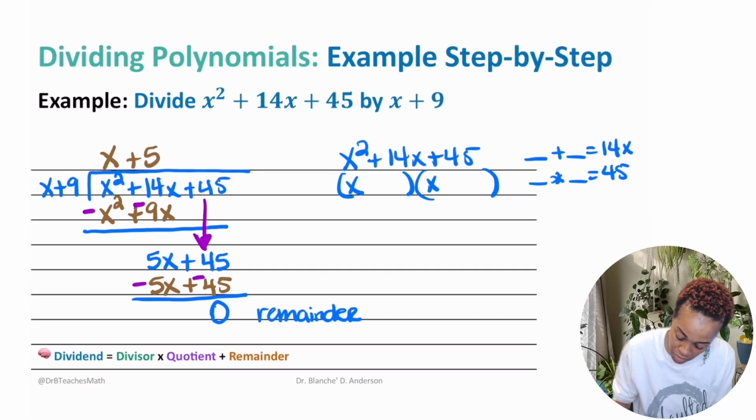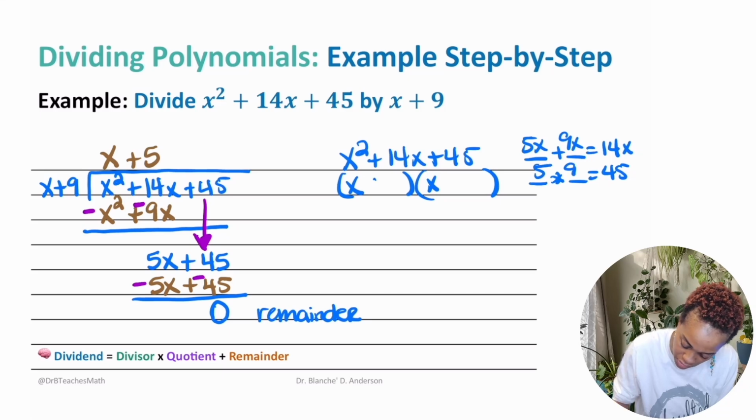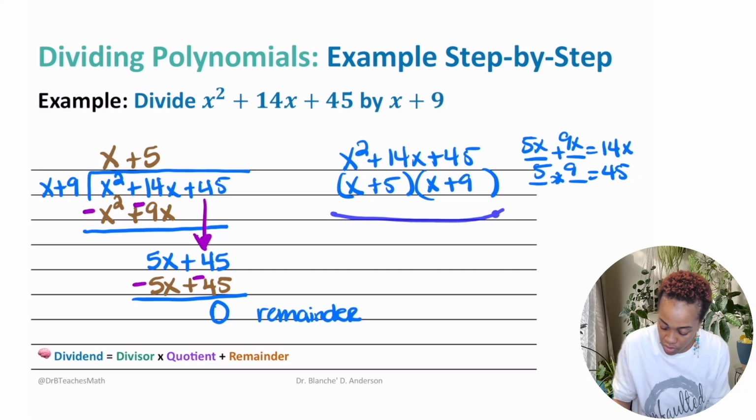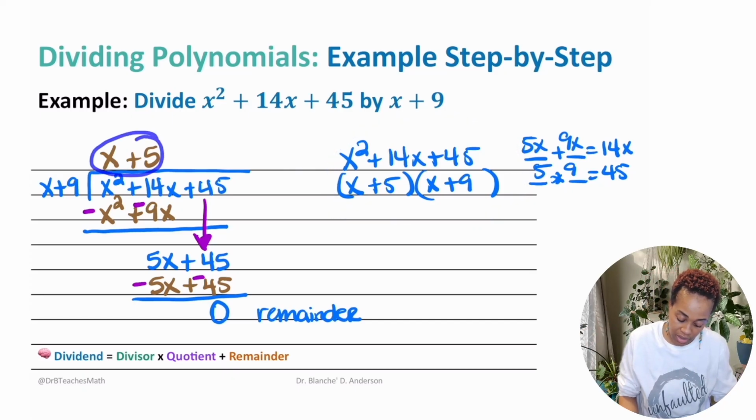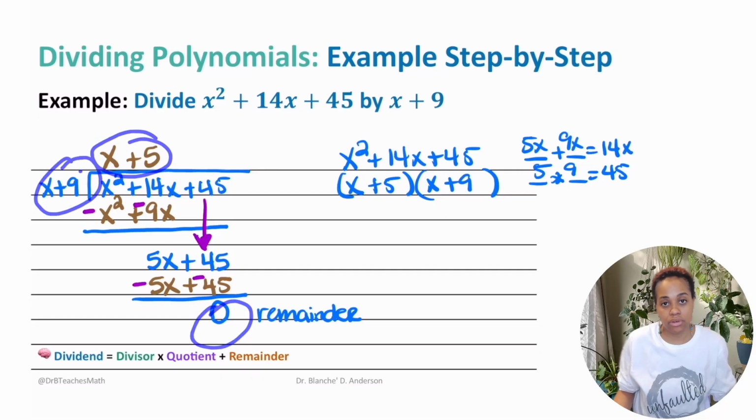So let's continue. So this would be what? 5x and a 9x, and then a 5 times 9. And you would have plus 5, and you would have plus 9. So I picked one that we already knew how to factor so that you could see that these are factors. And because they're factors, we're going to get a remainder of 0.